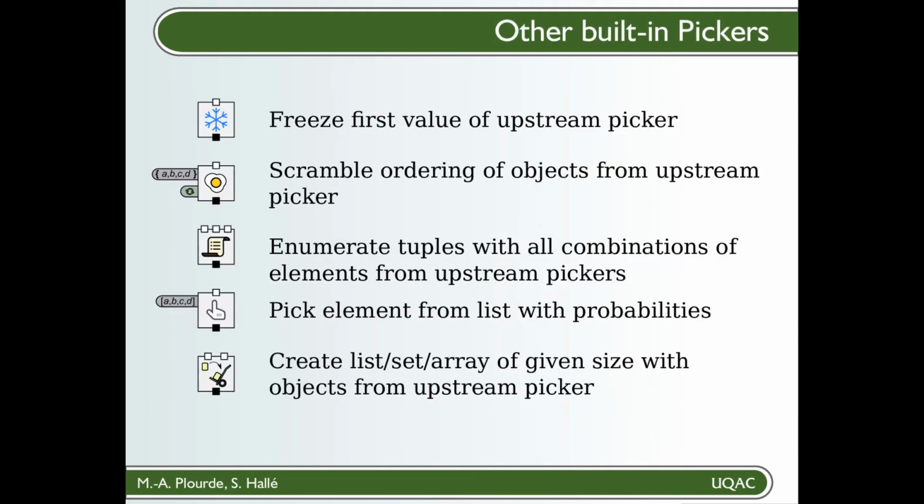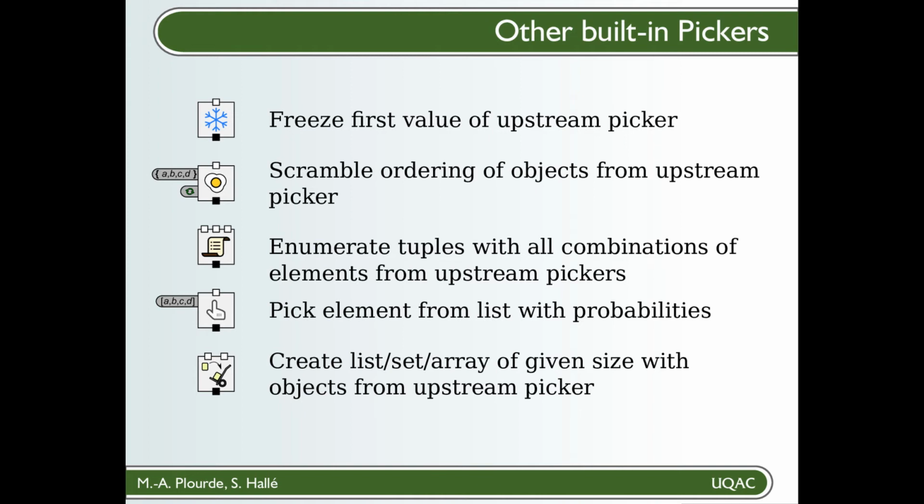Due to time constraints, I will not be able to describe all the built-in pickers in detail. Here's a quick presentation of some of the other classes worthy of mention. Freeze is another example of a parameterized picker. In its case, it asks for an object from another picker and then outputs this object every time its method pick is called.